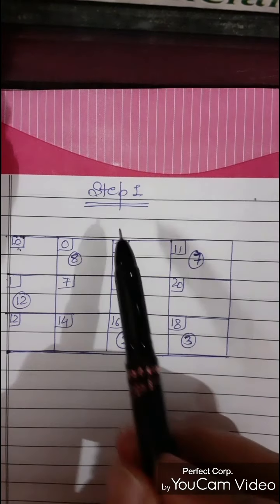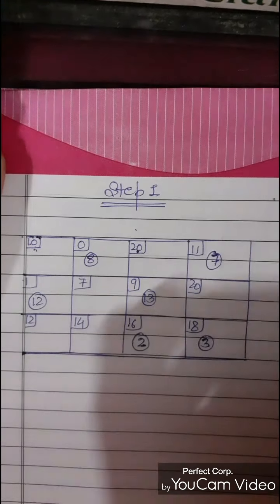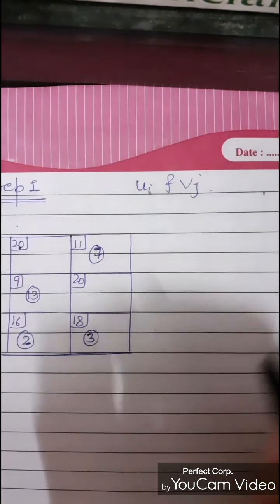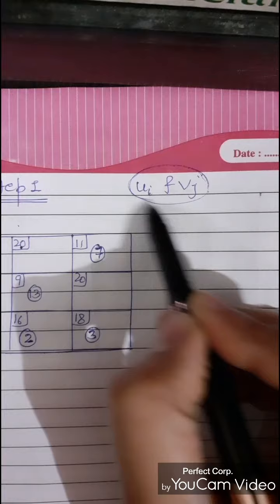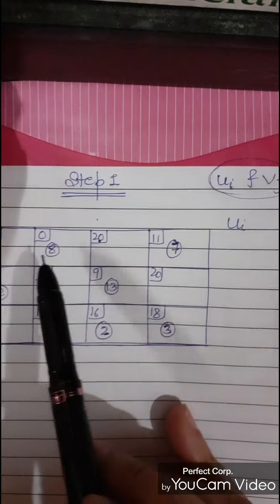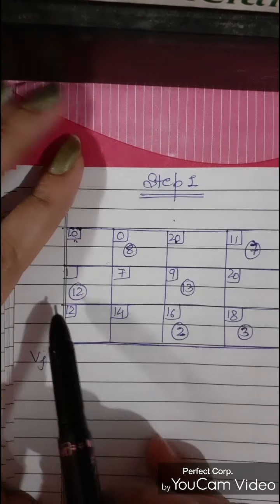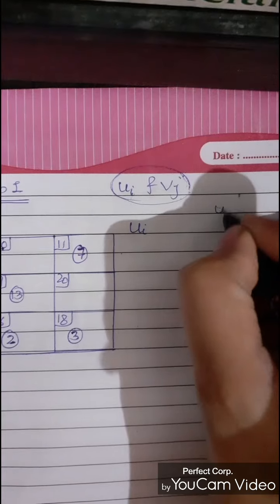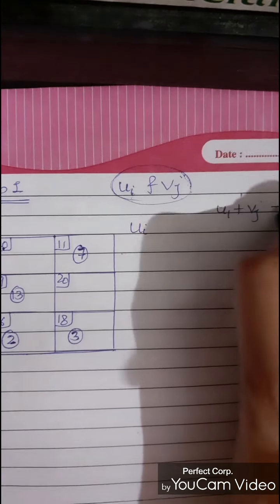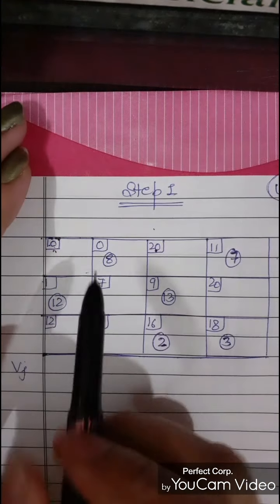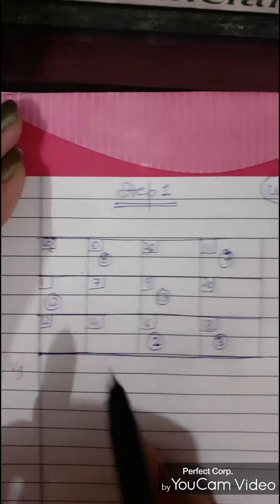Now in the first step, what we have to do is calculate Ui and Vj: Ui for all the rows, and Vj for all the columns. And the relation of Ui and Vj with the cost is Ui plus Vj equals Cij, where Cij is the cost given in the matrix.